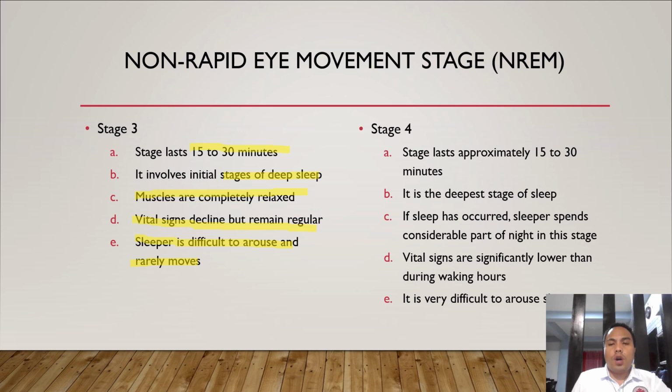While stage 4 lasts approximately 15 to 30 minutes. This is the deepest stage of sleep. If sleep deprivation has occurred, the sleeper spends a considerable part of the night in this stage. Vital signs are significantly lower than during waking hours, and it is very difficult to arouse the sleeper. Also in stage 4, there is a decrease in blood pressure, respiratory rate, pulse rate, and temperature. There is also decreased metabolism, and brain waves and muscles relax.